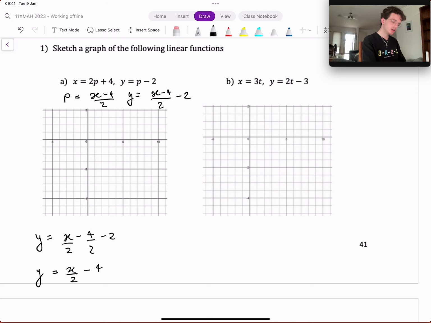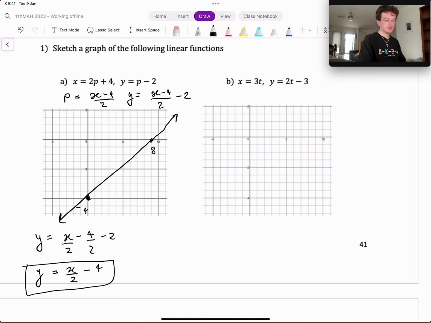So that's just a nice little straight line. So that's going to be 8, and that's minus 4. So that is the graph of that. If you're unsure how quickly I found the x-intercept, have a go at pausing the video and find the x-intercept.